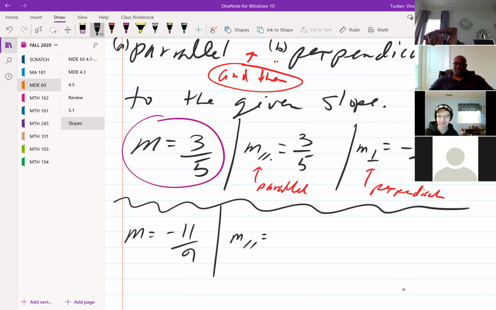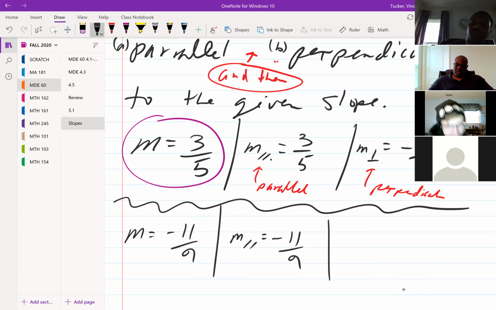All right, so looking at the next one, if my slope is negative 11 over 9, and I wanted a line that was parallel to it, the slope would be negative 11 over 9. Remember, parallel lines will have the same slope. Perpendicular lines. If I had negative 11 over 9, the slope for my perpendicular line would have to be positive 9 over 11.